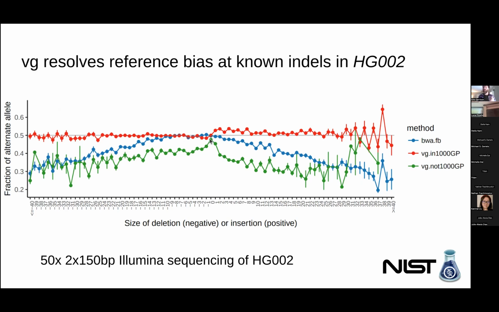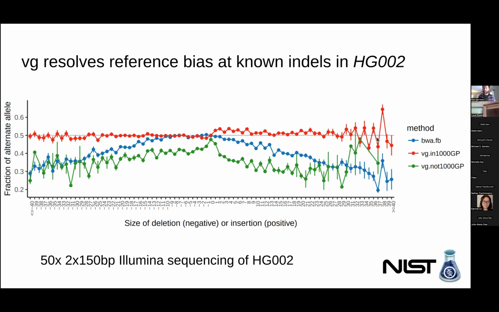This is also the case even if you use VG, but the variant isn't in the graph. You also have reference bias. That's the case for some fraction of the variants. It's a pretty small fraction, which you can see by the error bars on this green plot, but it's there, and it's kind of similar to the pattern we see when we work on the reference.